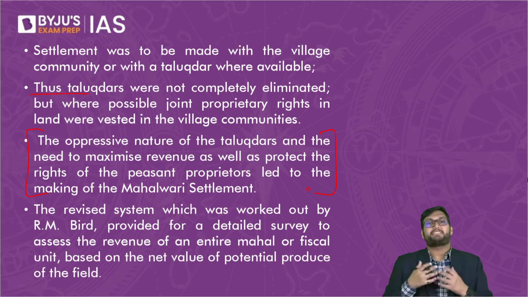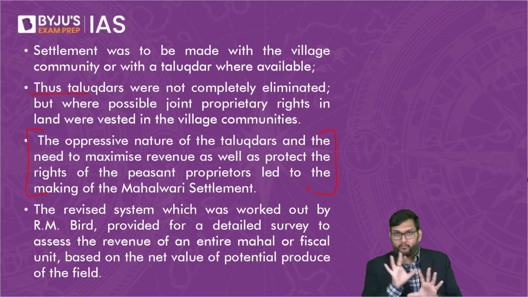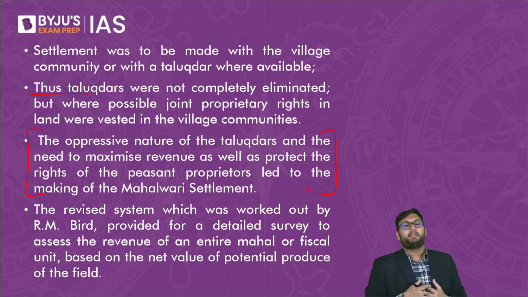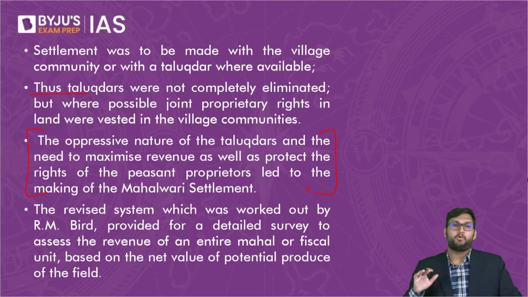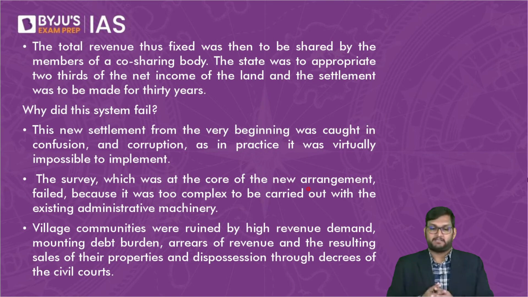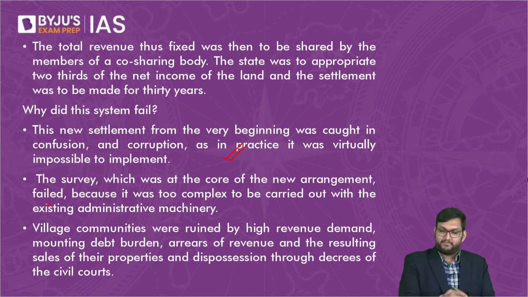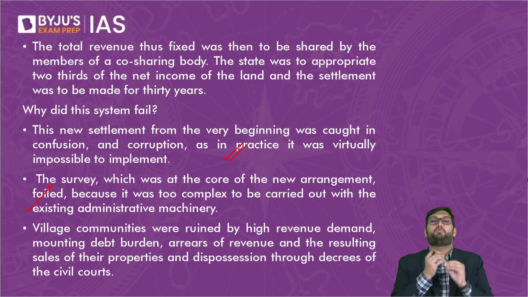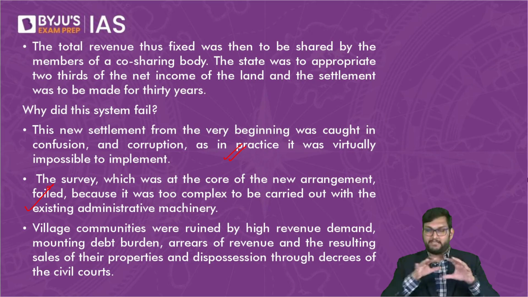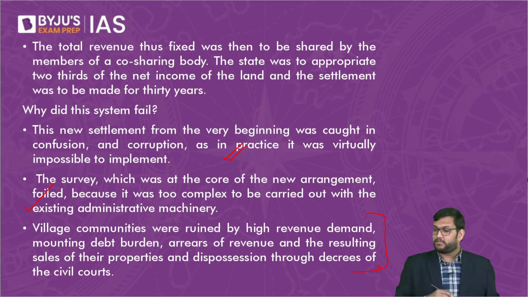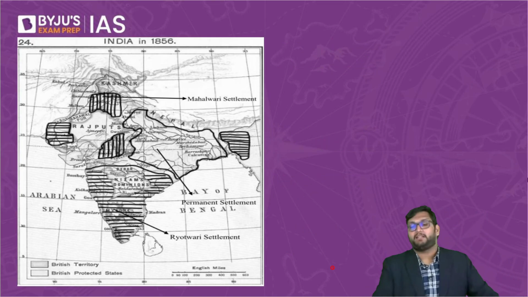However, it was still all guesswork, in the sense that R.M. Bird will try to go for a detailed assessment, but still it was all guesswork. The revenue was too high in that sense. So why did the system fail? In practice, the settlement never went for a detailed survey itself. The survey never was able to do away with the intermediaries, and the village community was always exploited. And this is the story of the 3 land revenue settlements.